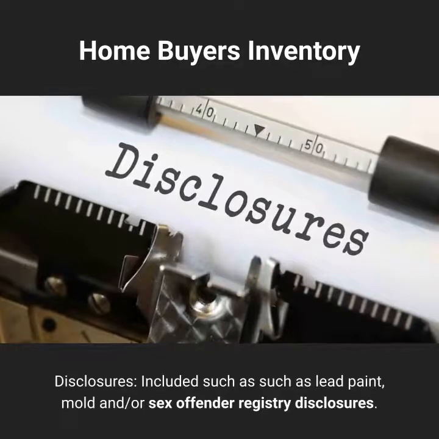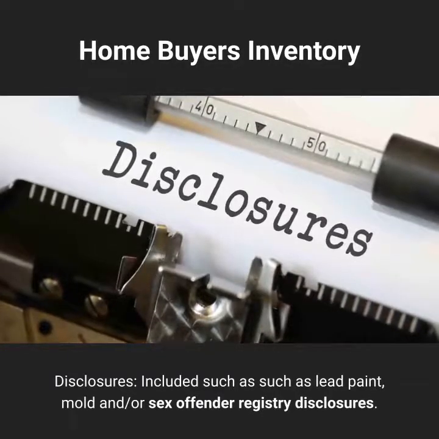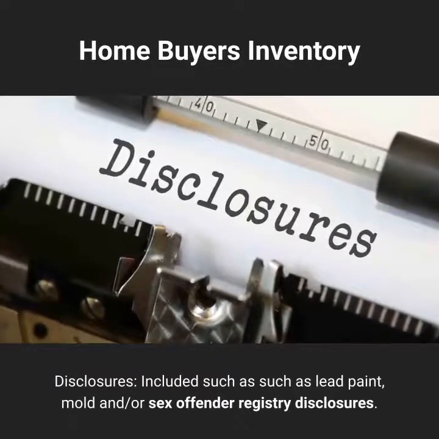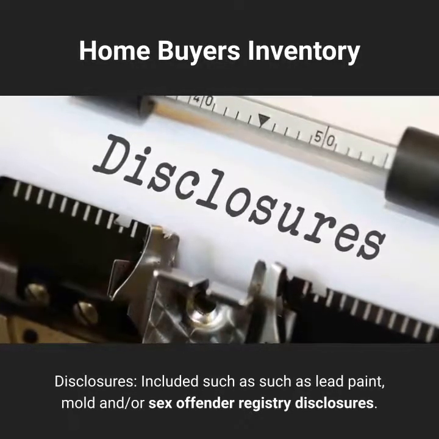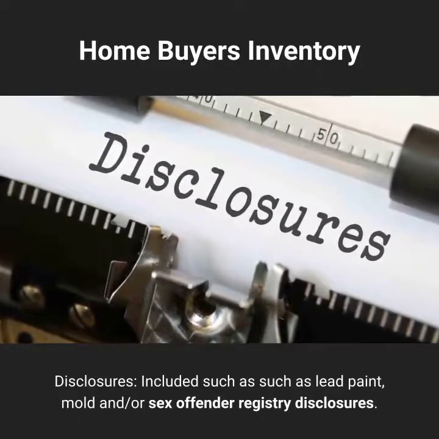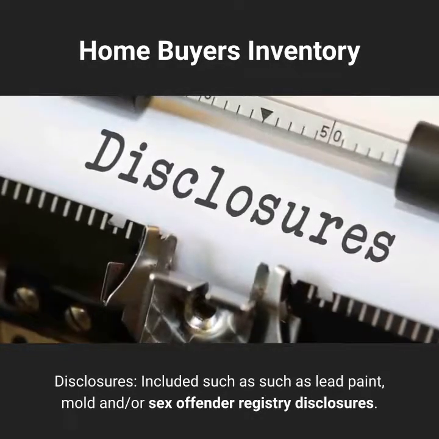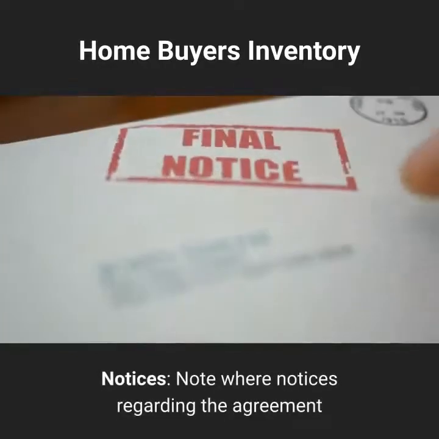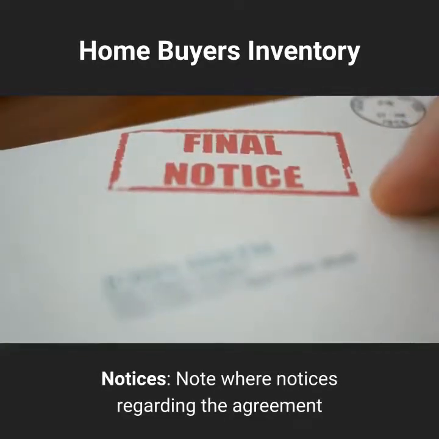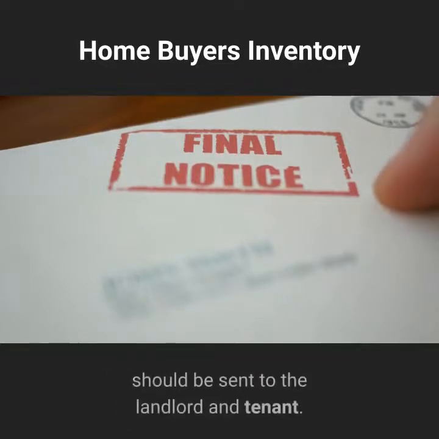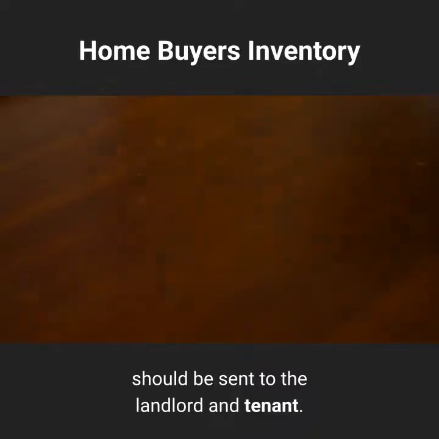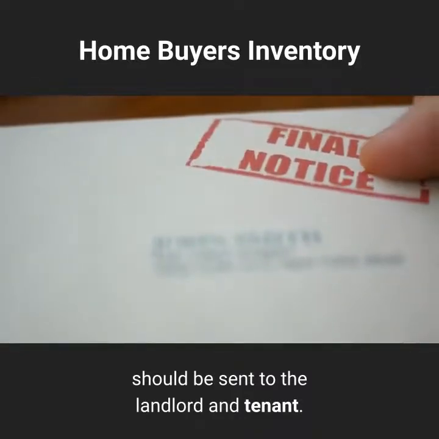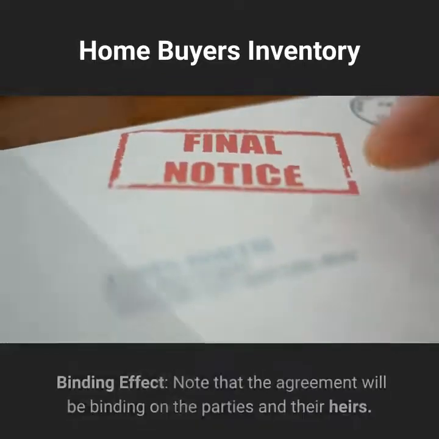Disclosures are included, such as lead paint, mold, and sex offender registry disclosures. All of those types of disclosures will be given when you close on your property, not when you do the rent-to-own up front, but when you actually execute your option. This section is for notices. It notes where notices regarding the agreement should be sent to from the landlord and from the tenant. That way we've got up-to-date addresses and everybody's being communicated to properly. So this is just where your notices will be sent.